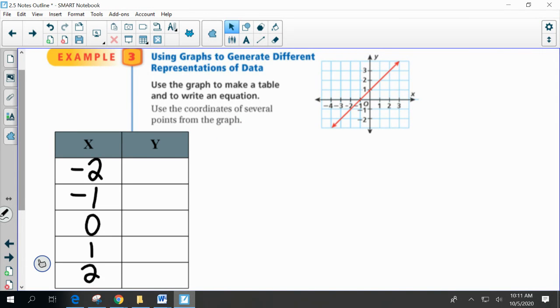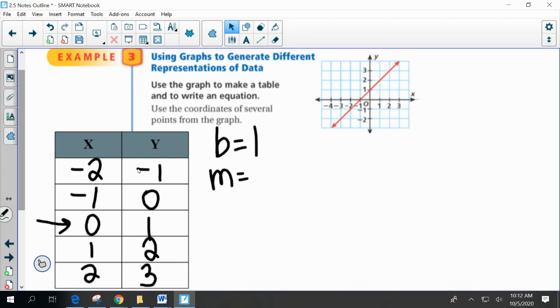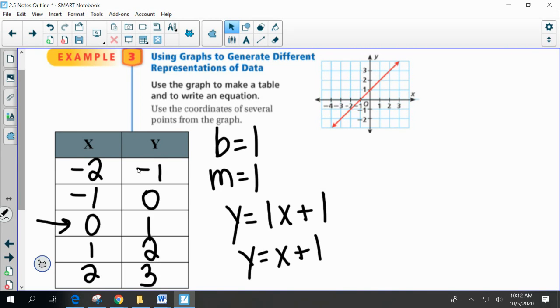So for -2, if you are looking at your coordinates, you should get -1, -1, 0, 0, 1, 1, 2, and 2, 3. So this right here would represent your y-intercept. So b equals 1. And then your pattern that's happening is increasing by 1 every time. So +1. So then your equation would be y equals 1x plus 1. So hopefully you got that. You could even drop that 1 in front of the x and just write y equals x plus 1. That would also be fine.